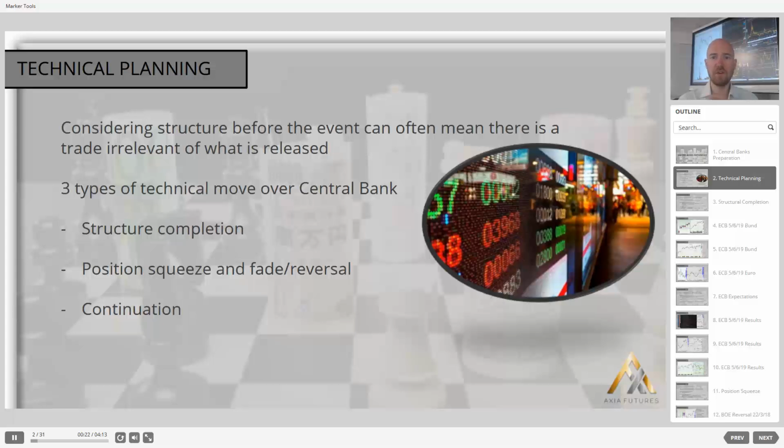Now, there's not a clearly defined, this is exactly what you're looking for every time situation, but what I try to do is categorize these into three different types of trades that have potential to play out, particularly when you've got that much more volume traded through in the market. So, three types of moves that we're going to be looking at. First up, a structural completion move.